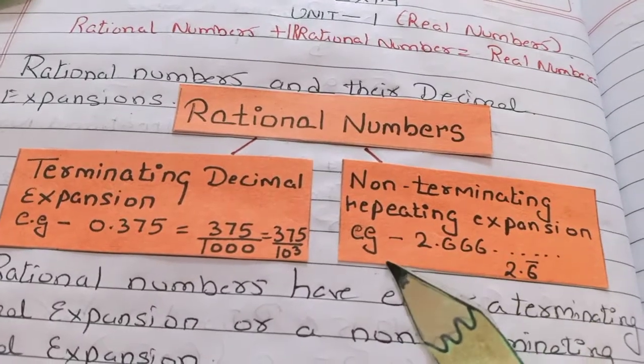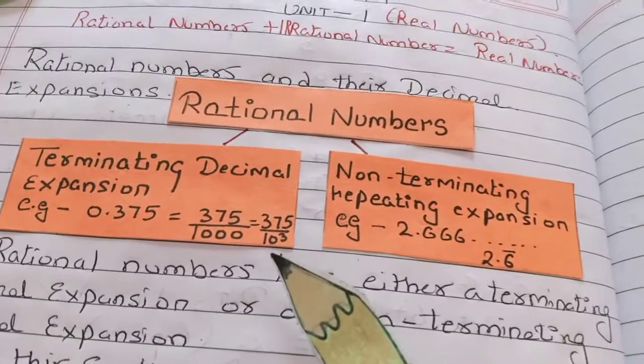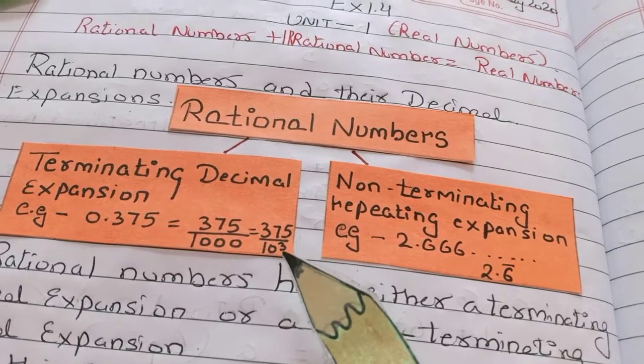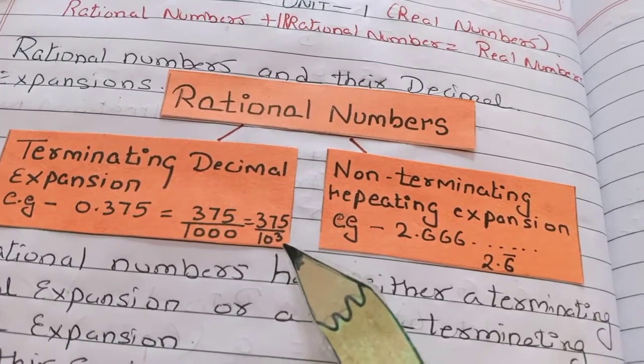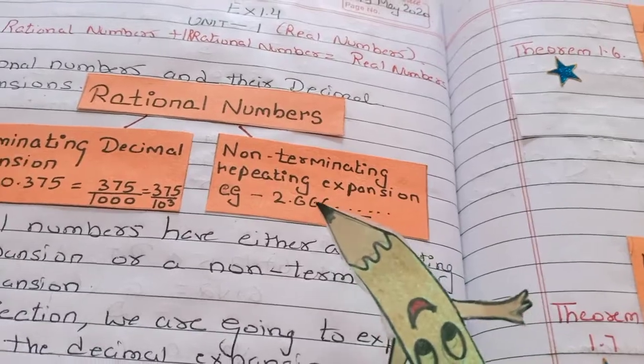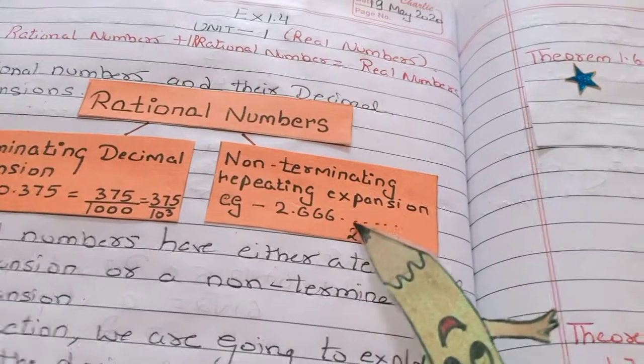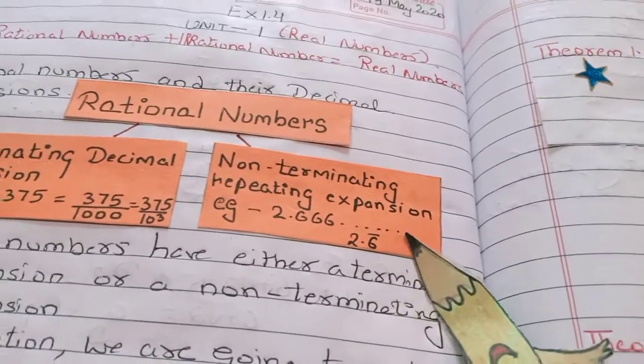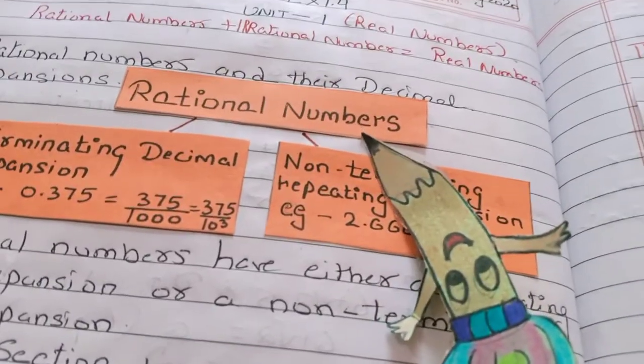The simple test is this: if the denominator can be written in the form 2 raised to power n and 5 raised to power m, only in that case it is terminating. Otherwise, it is a non-terminating repeating expansion, if it is a rational number.